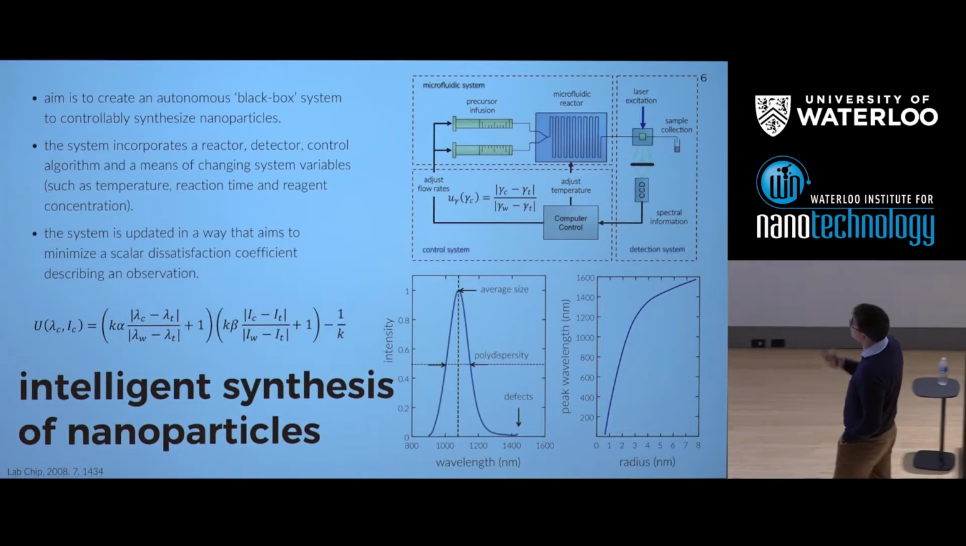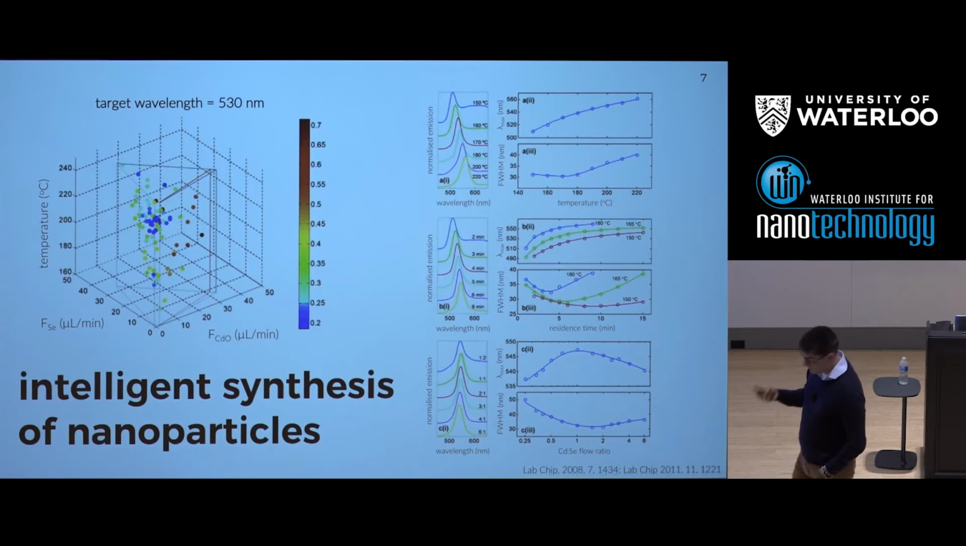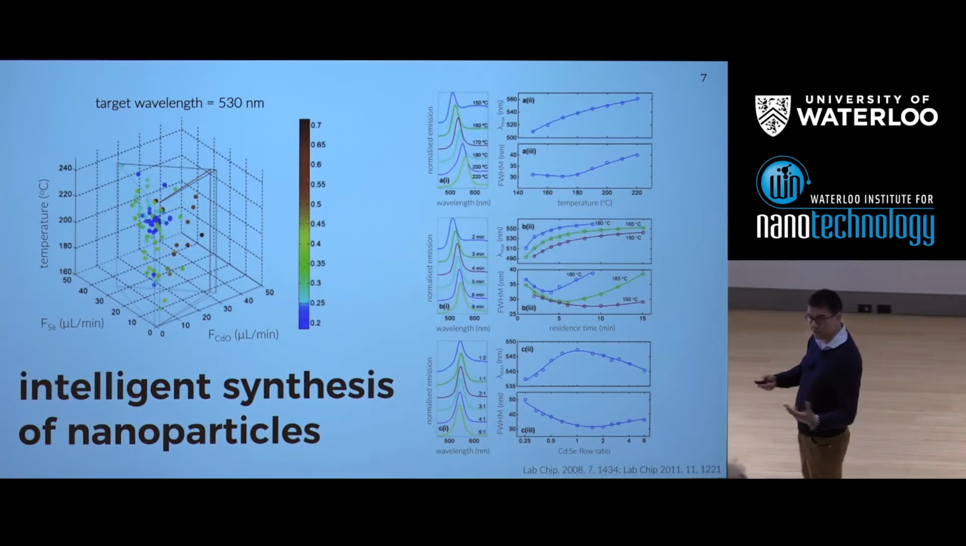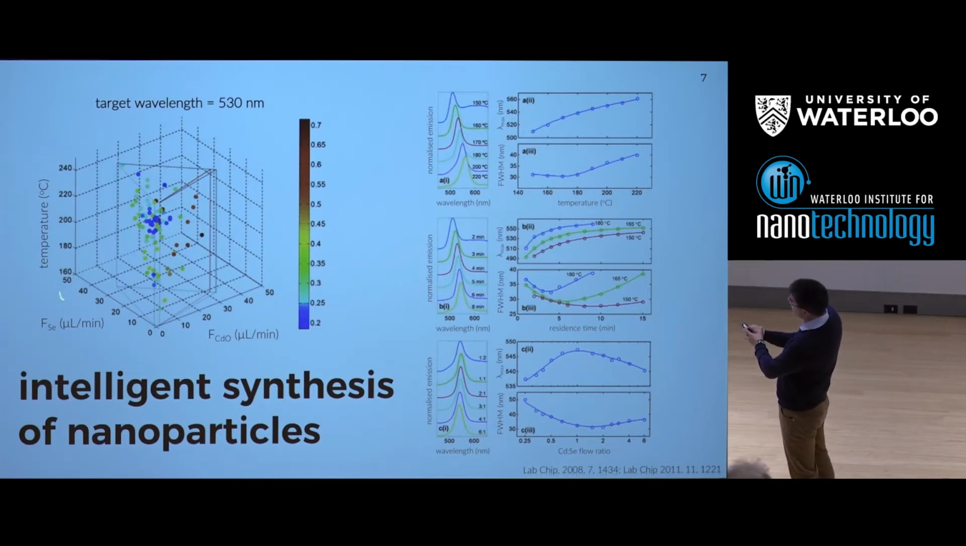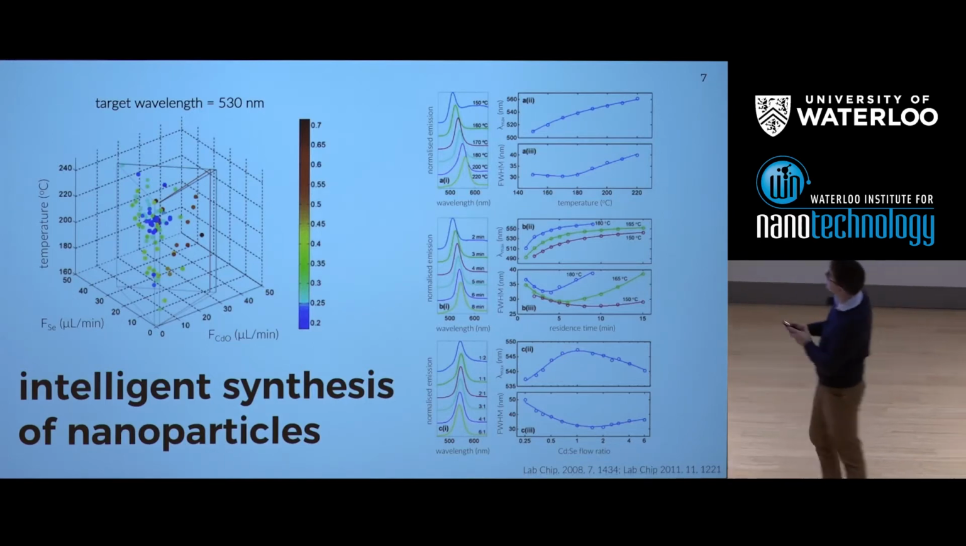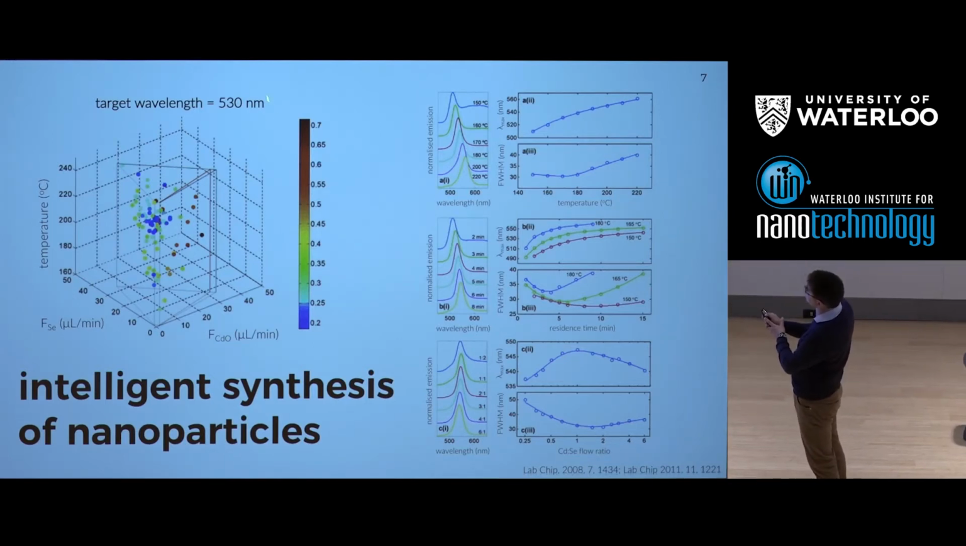So if you look now at just some of the data, again, this is very old data here, but you can see how an experiment might go. Here we're varying temperature. This is the flow rate of our selenium precursor. This is the flow rate of the cadmium oxide precursor. Here we're trying to make cadmium selenide nanoparticles, which are emitting at 530 nanometers.